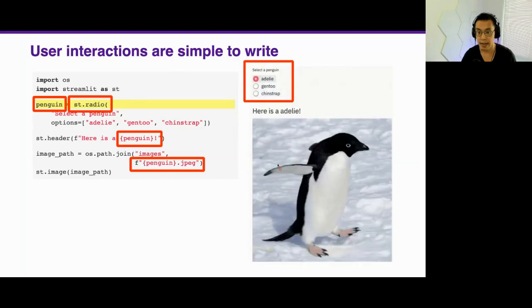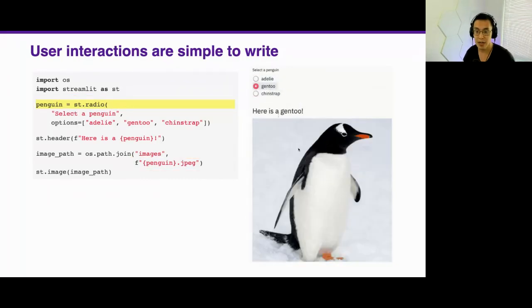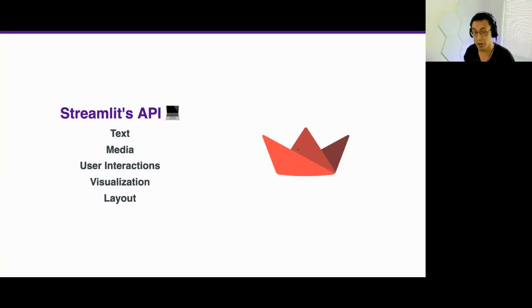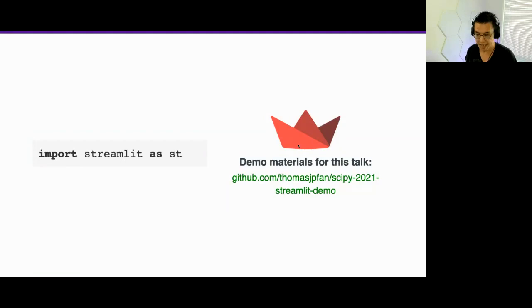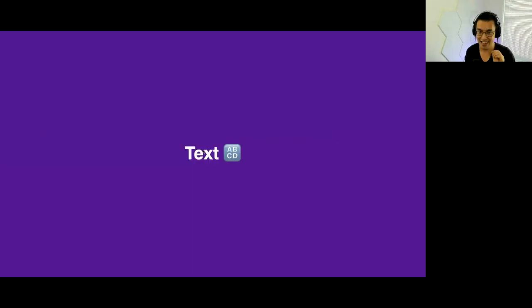So for this talk, I want to cover broadly the Streamlit API, which is a lot, because to be a dashboarding app, you have to cover many things. You have to be able to display text, media, user interactions, visualizations, and also lay out your elements on your dashboard. I have many demos, and all my demo material is on GitHub, and I'm going to use import streamlit as st as a convention. So let's begin.